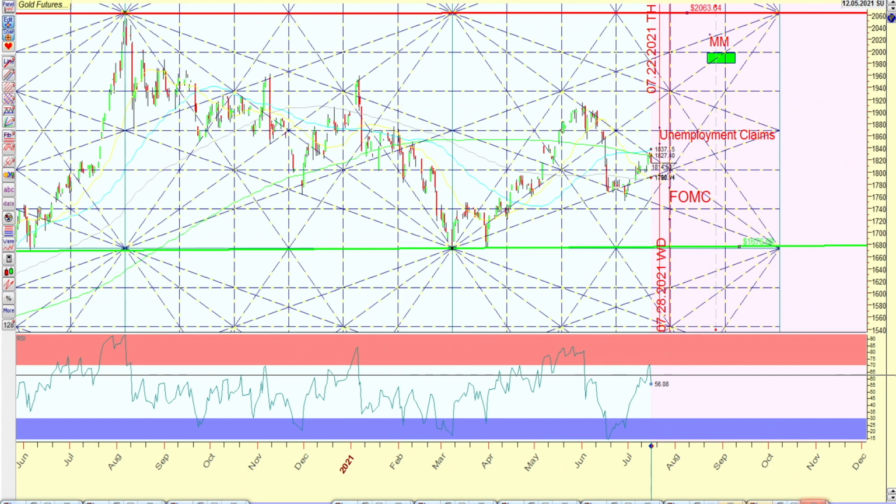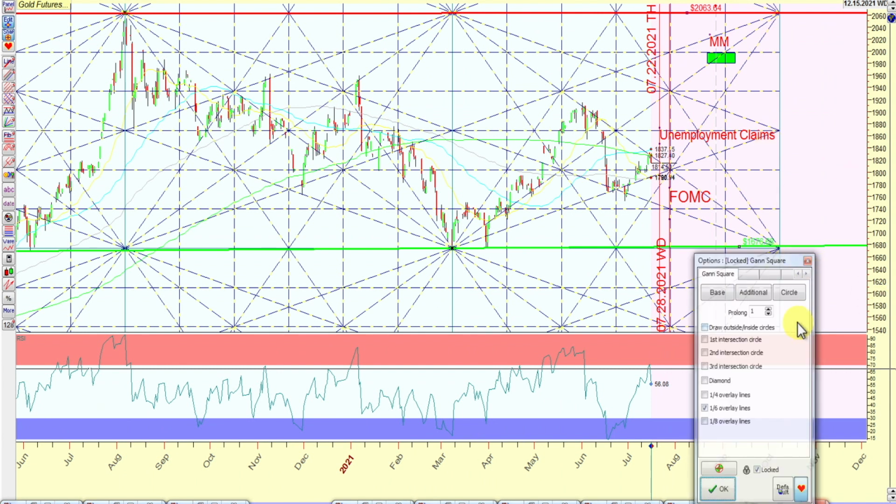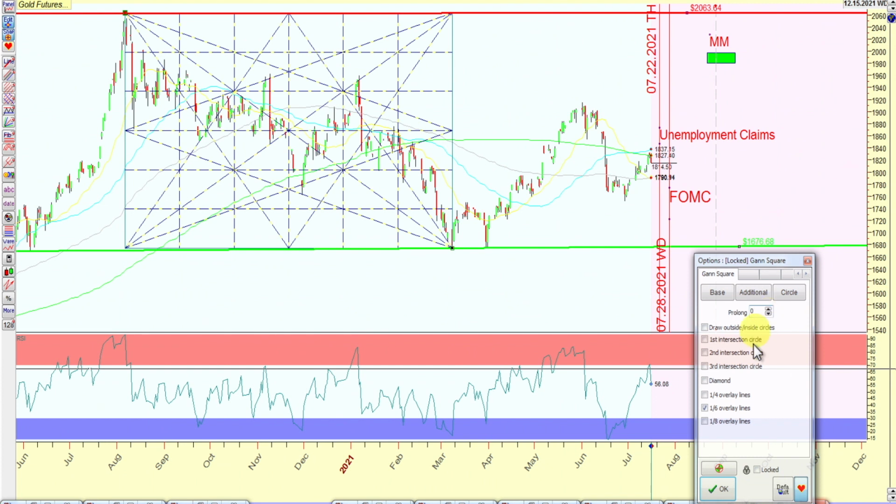The Gann square. Look at this. You take the Gann square and take the range.